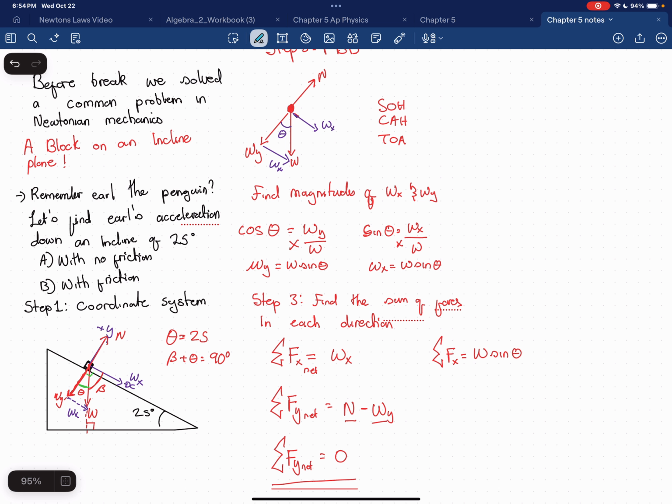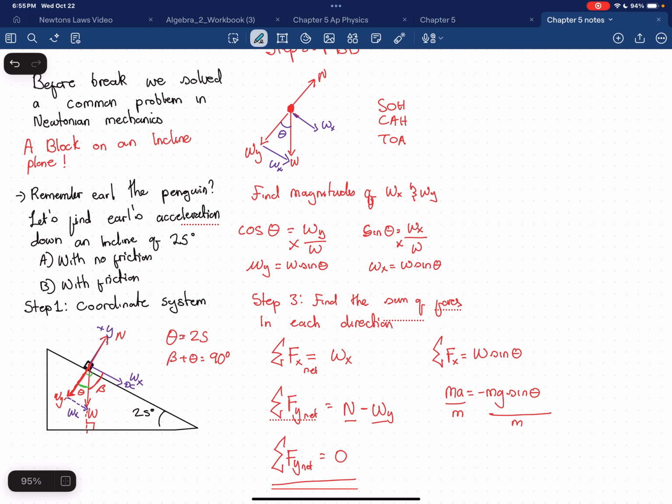So now, basically, what does Newton 2 tell us? What's f of x? F of x is ma. All right. And then what's my omega? My weight. My omega is minus mg sine theta. All right. I want to find my acceleration. I want to find the acceleration of Earl. So I divide both sides by m.